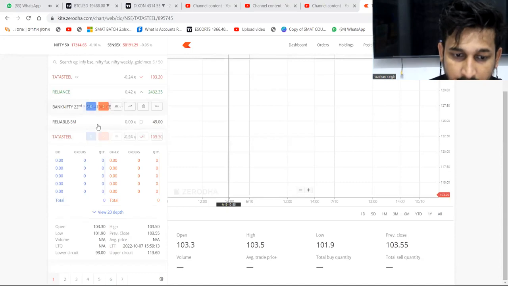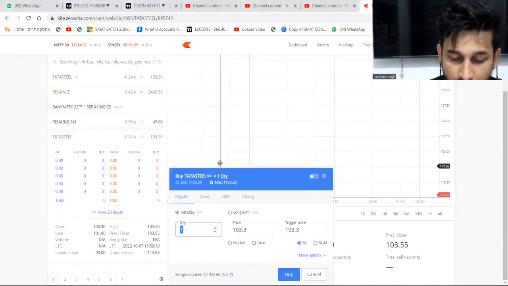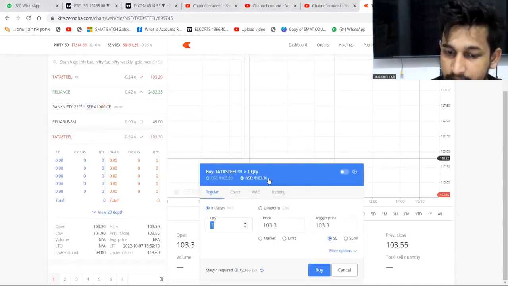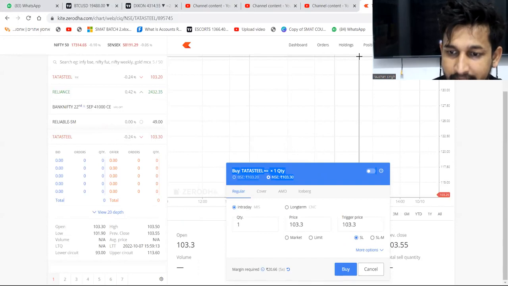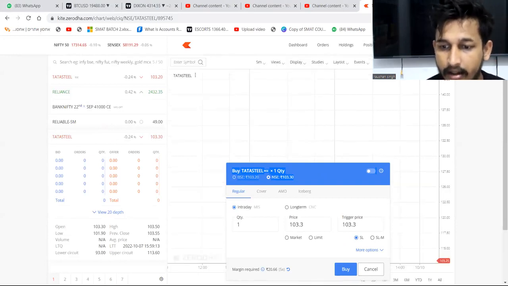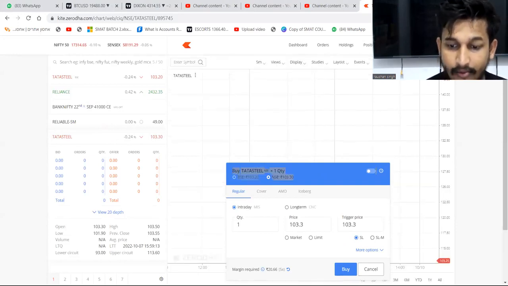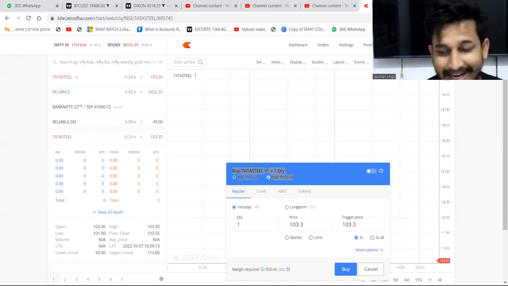How to trade with 100 or 150 rupees? Go to Tata Steel, click on buy. For intraday, you just have to pay 20 rupees. That's it, and you can place your order. Add the funds and you will be able to do it, right? I do not know what answer you are expecting. What happens from 9 a.m. to 9:15 a.m. is an in-depth topic. I'll share a video. Watch that.